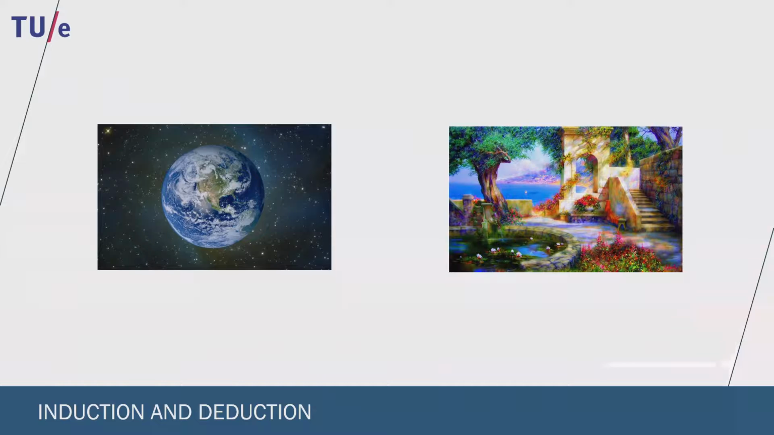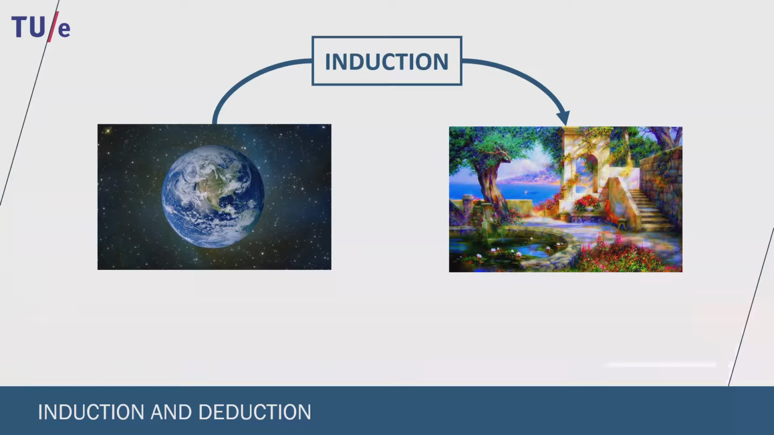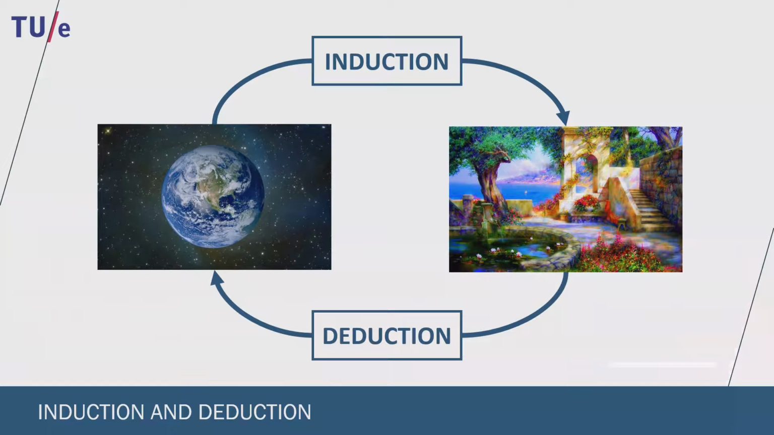Now, if we want to collect data in the empirical world and try to use this to derive certain theories, this is what we call induction. If, on the other hand, we start with a theory and start collecting data to test whether this theory is true, this is what we call deduction. So you can see that induction takes a data-driven approach and deduction takes a theory-driven approach.